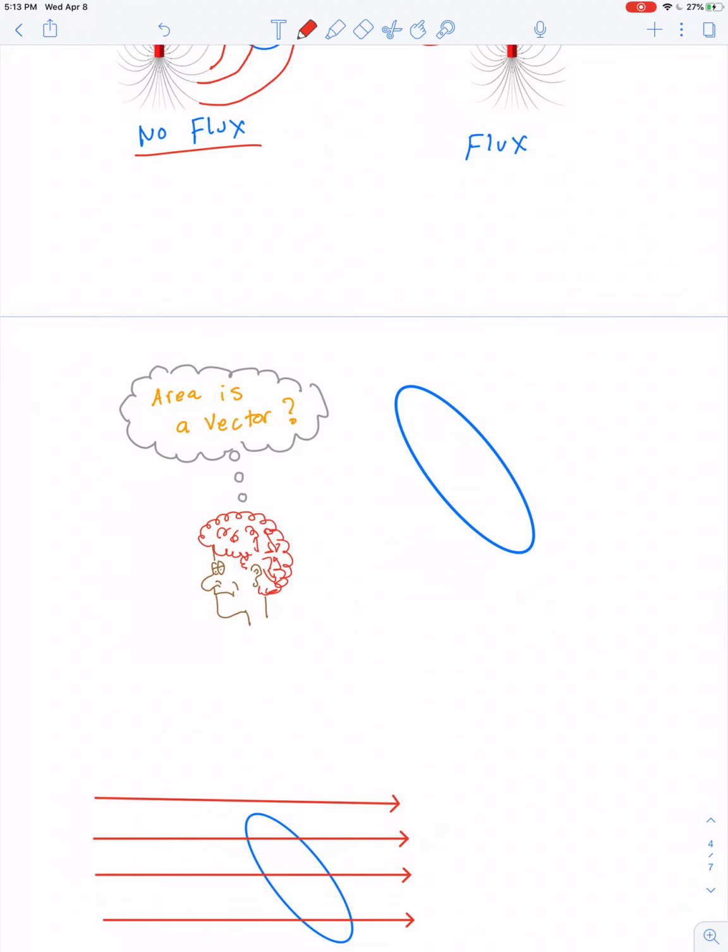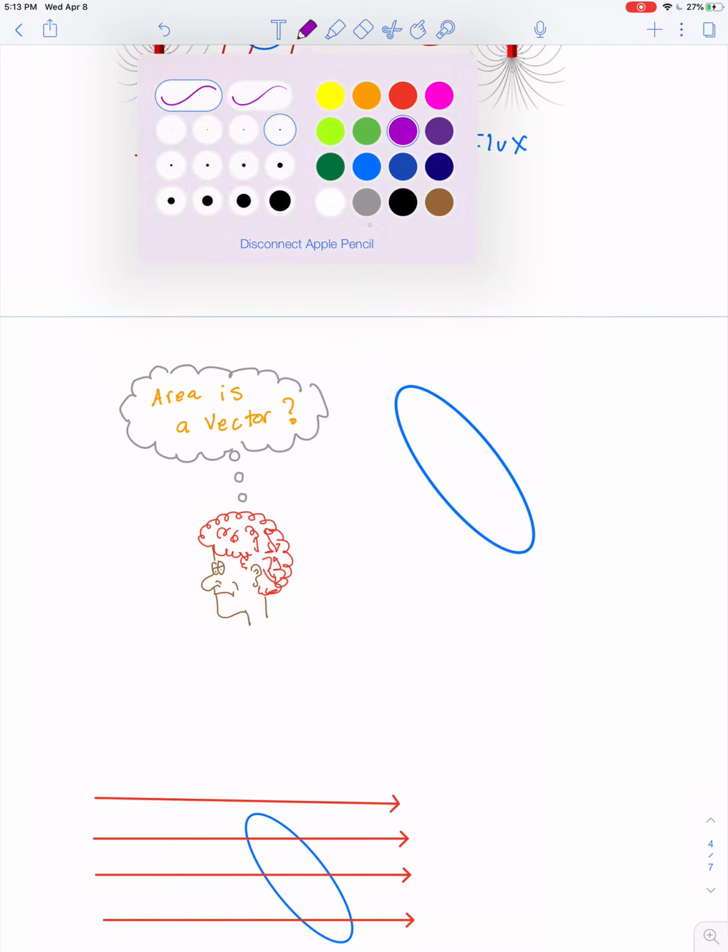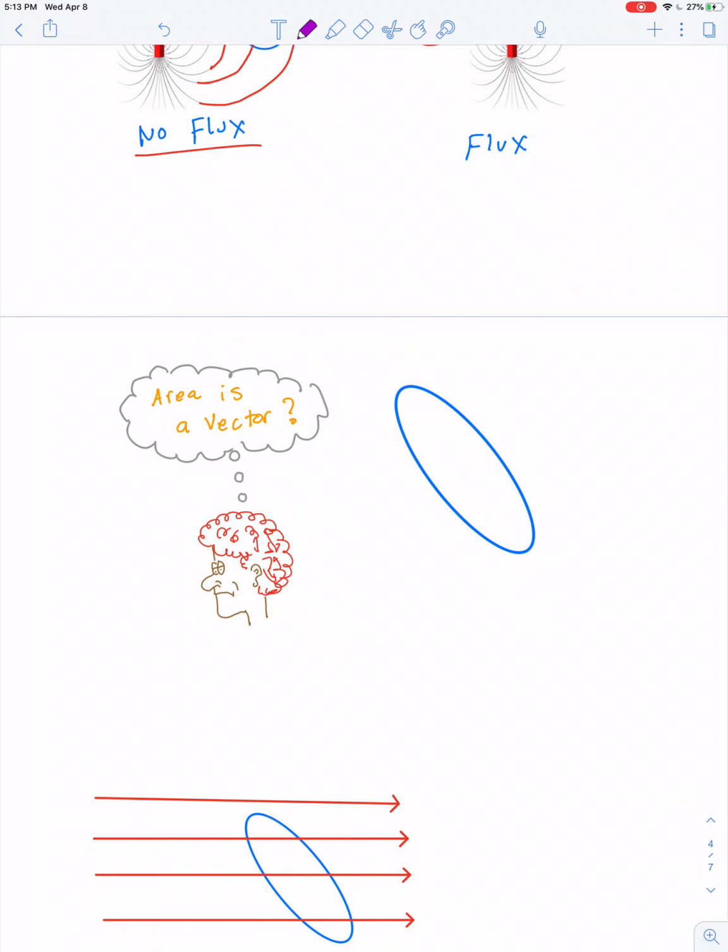Well, flux has to do with the strength of the magnetic field and also the amount of area of the loop. Now, is area a vector quantity or not? Let's get into an argument or debate about that. I would say that area can be represented as a vector, and so if you had a loop of wire in the orientation shown, I would say that its area vector points in this direction.